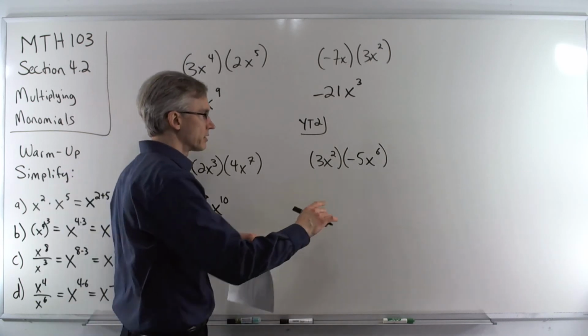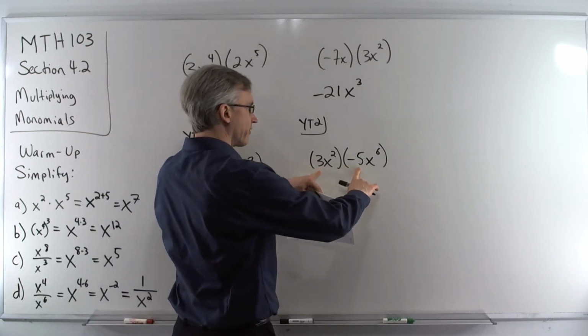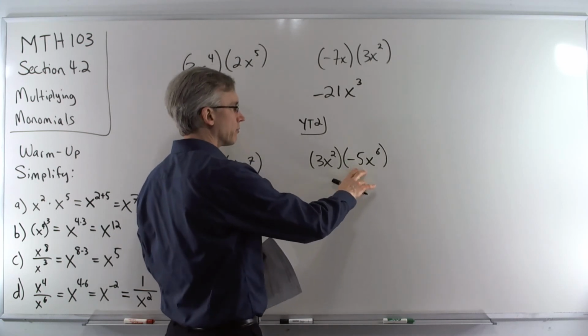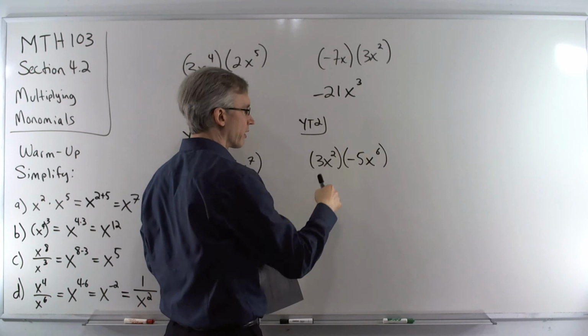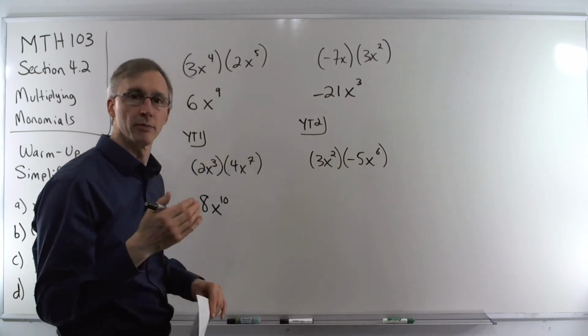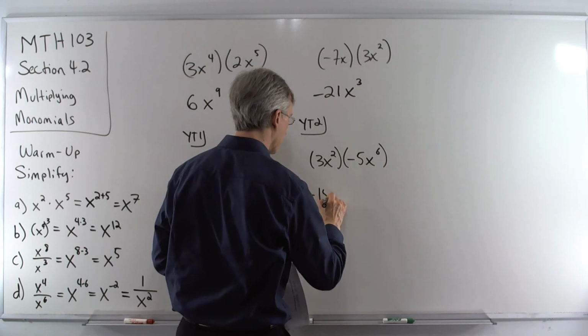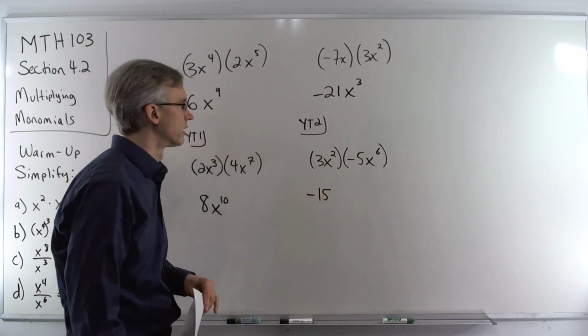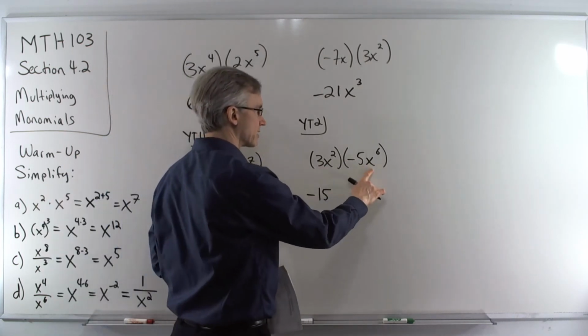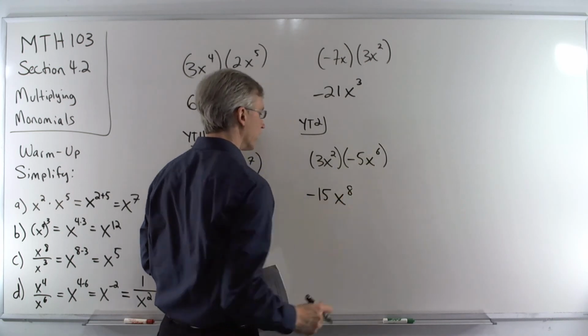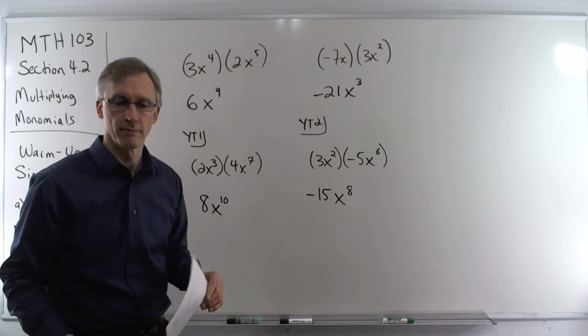So we're going to multiply these coefficients together, 3 times negative 5. This looks even more like subtraction because it's in the second one. But since we have parentheses, that means it's automatically multiplication. So 3 times negative 5 is negative 15. So there's the coefficient of the product. Now we'll multiply x squared times x to the 6th. Add those two exponents together to get x to the 8th power. Negative 15, x to the 8th.